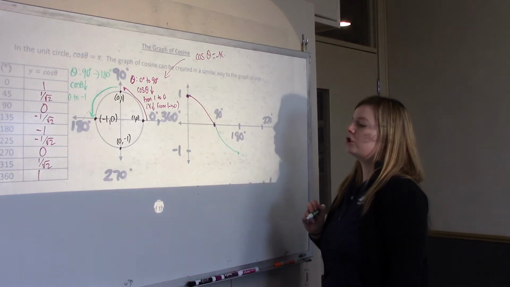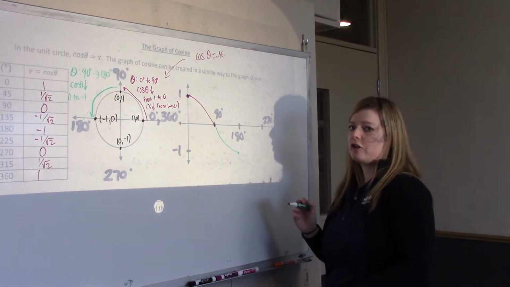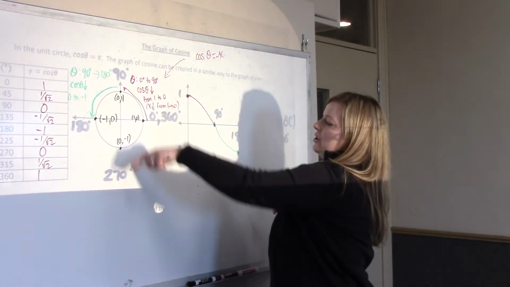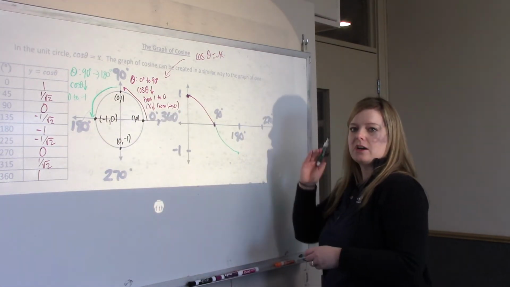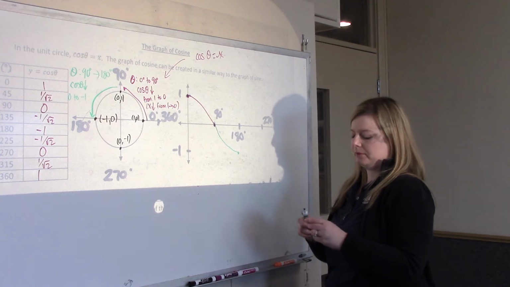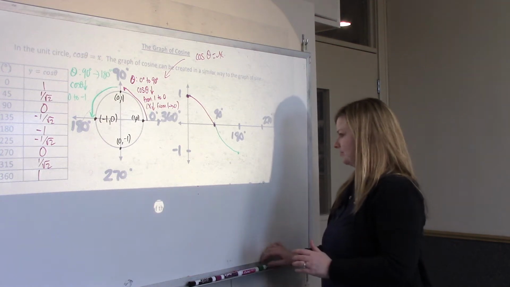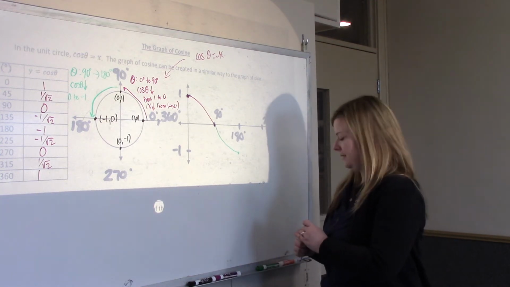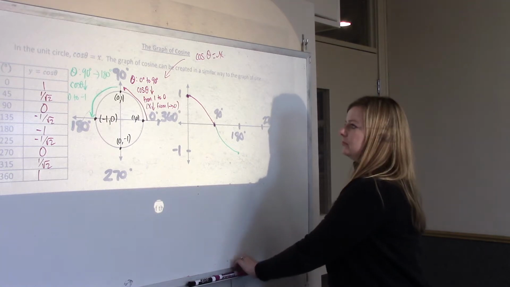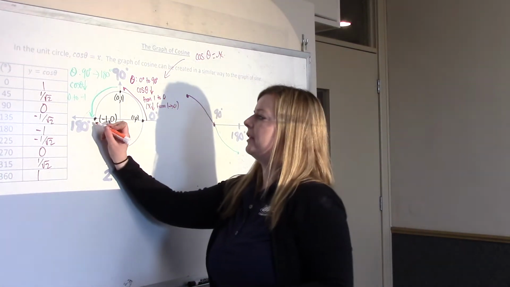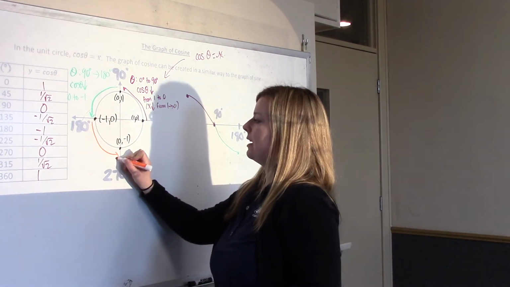Okay, now remember, this shouldn't look like a straight line. It is a curve because the rate at which it's decreasing is not constant. It's not going down by a constant amount. Then we have here, so now we have theta moving from 180 to 270.